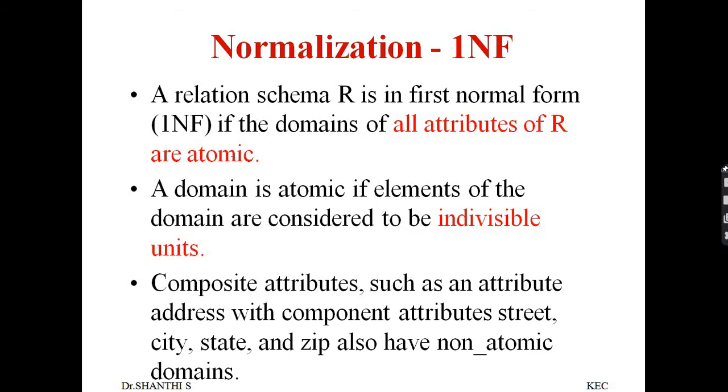An attribute that is an indivisible unit is called an atomic attribute, or a simple attribute. For example, address is a composite attribute with simple component attributes of street, city, state and zip.